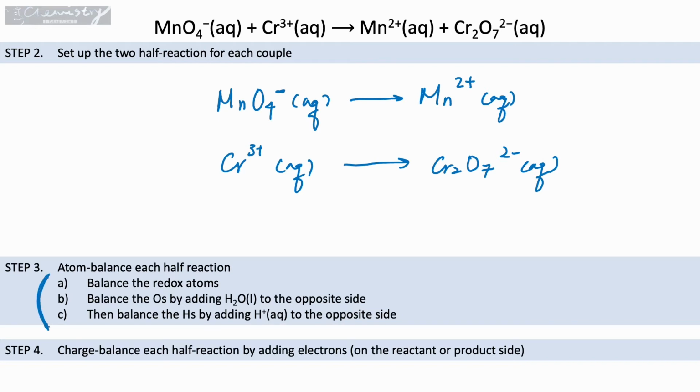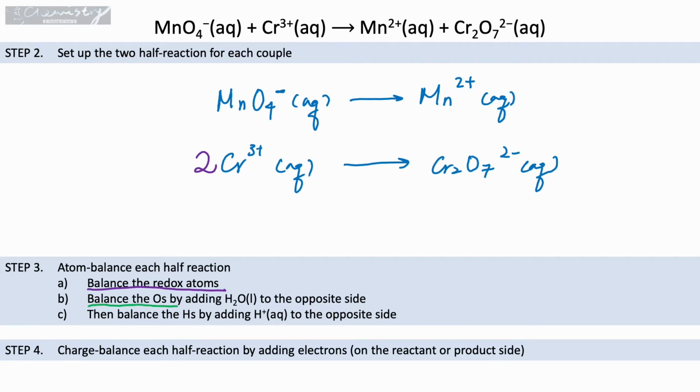First of all, we are going to balance the redox atoms. On the first one, there's 1 manganese on each side. The redox atom only means the one that is undergoing reduction or oxidation, so only manganese and chromium. Oxygen does not really undergo oxidation or reduction, so it doesn't count. In this case, we are only balancing the manganese and chromium. The first one, manganese, is balanced. For the second one, we need to add a 2 over here to balance the chromium.